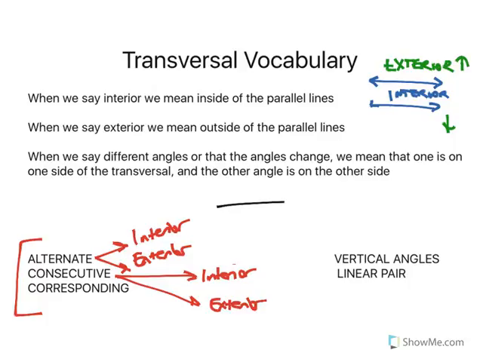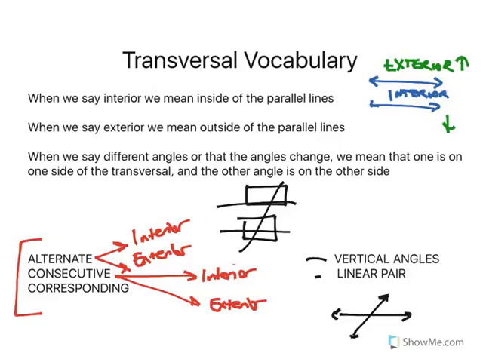If we're looking at angles from the same group, so let's say this is our transversal. If we're looking at angles just from the same group, we're not taking one from each group, we can classify them as vertical angles or linear pairs. So think about zeroing in on one group. It looks a lot like vertical angles, right? That's why we can classify them as vertical angles or a linear pair.